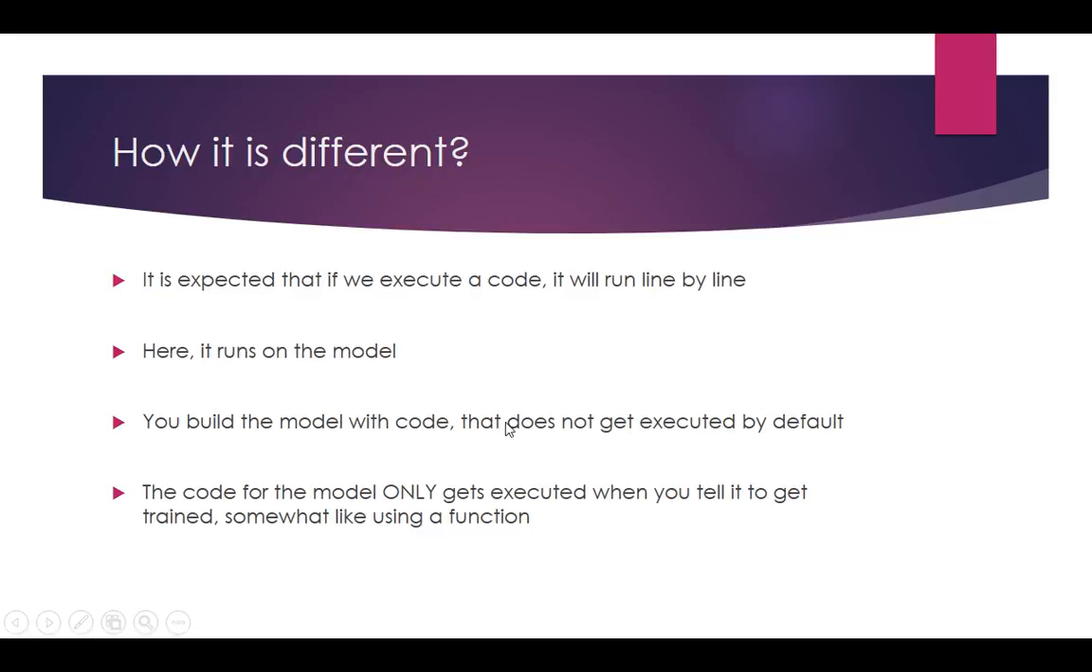How is the code different in TensorFlow? In general, if we write 10 lines of code, we expect that the 10 lines will be executed sequentially. Here the code runs based on the model, but when you execute, the model will not be executed by default. You have to give the training dataset and you have to tell it, well, now is the time to train the model, and then it will train the model. It is somewhat like a function, but it is completely not the same.